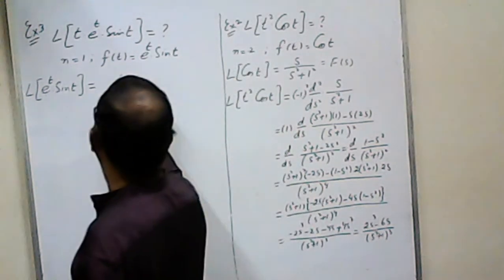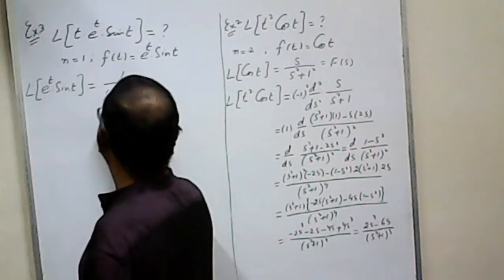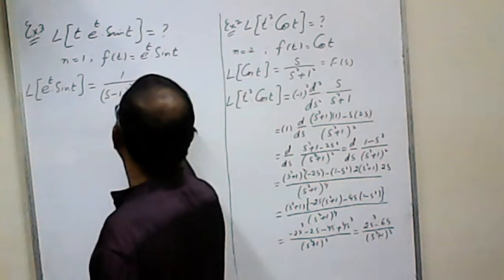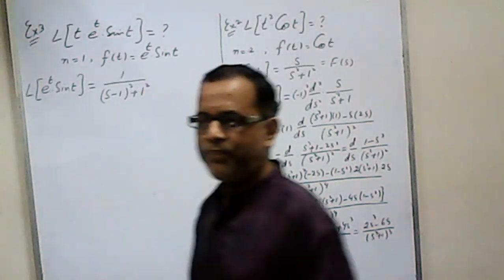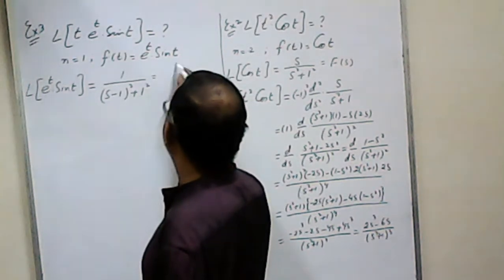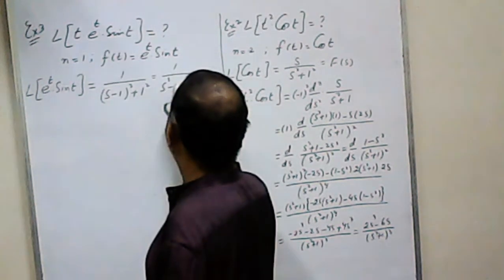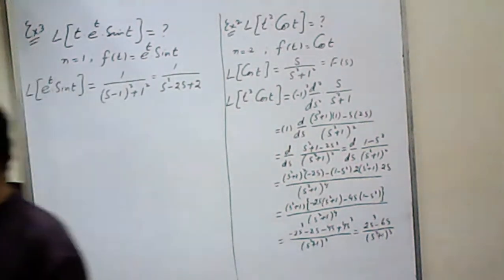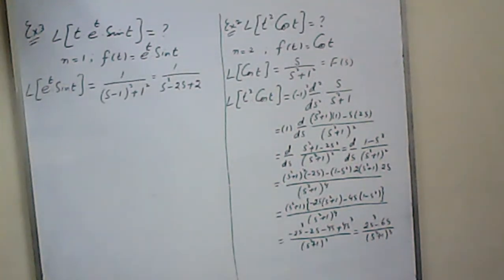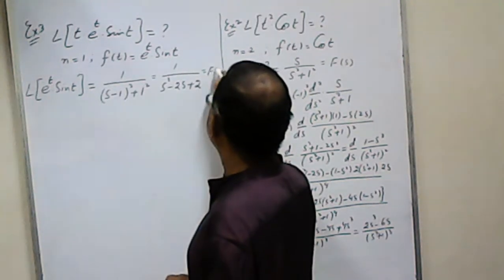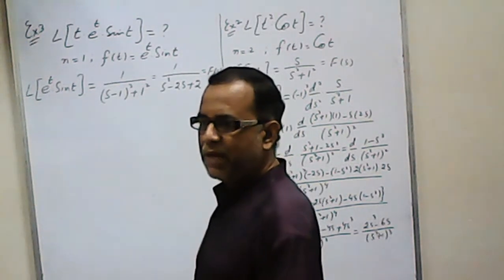So this will be equal to 1 upon (s minus 1) square plus 1 square. And if I simplify it, it will become 1 upon s square minus 2s plus 2. So if needed, you can simplify it. If not, it wouldn't be any problem. So now this is a function of s.